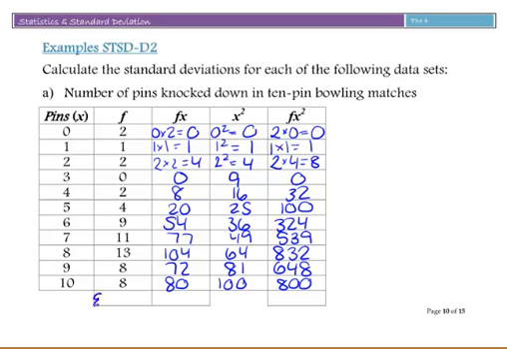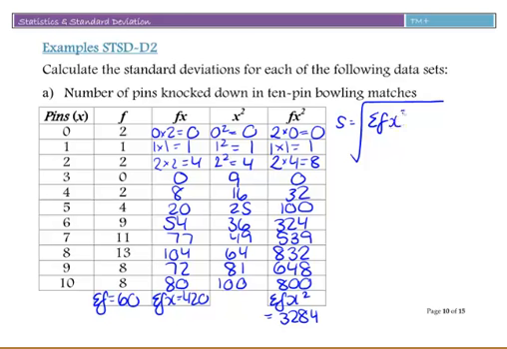I need to sum my frequency because that's what's in my formula, so that's 60. I need to sum my fx column, which gives me 420, and I need to sum my fx squared column, which is 3,284. I then write out my formula, and I suppose the biggest mistake you can make is writing it out incorrectly. So the sum of fx squared minus the sum of fx all squared all over the sum of f, all over the sum of f minus 1.